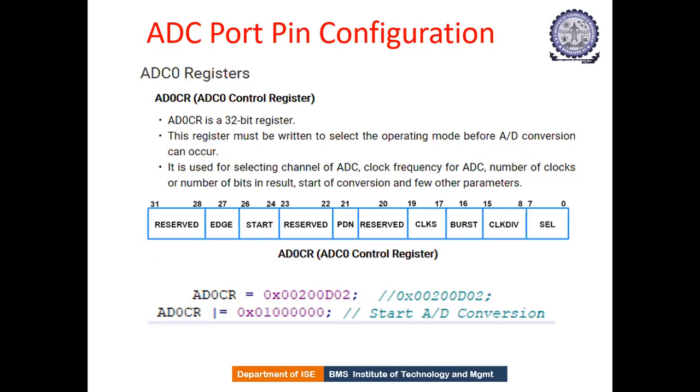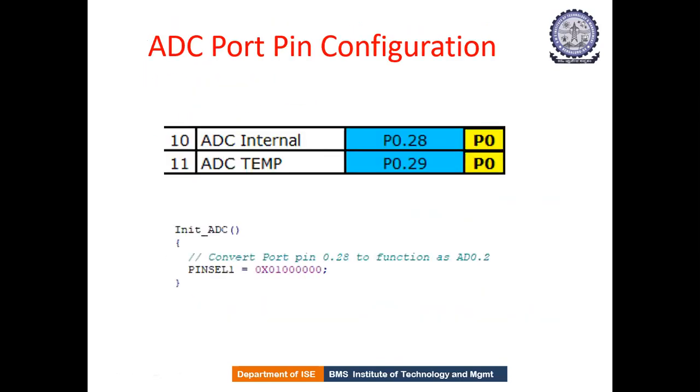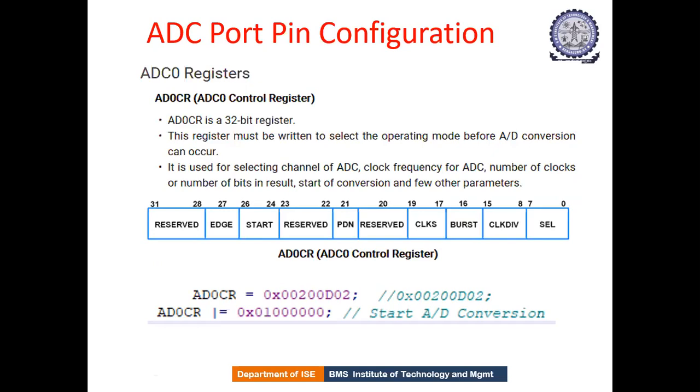0x002002, and AD0CR can also be reinitialized. That means in order to start the execution of the analog to digital converter, this particular bit should be enabled. That is, the 26th bit will be enabled, specifying that it is starting the ADC conversion. So, keep initializing ADC here, that is the analog to digital control register.